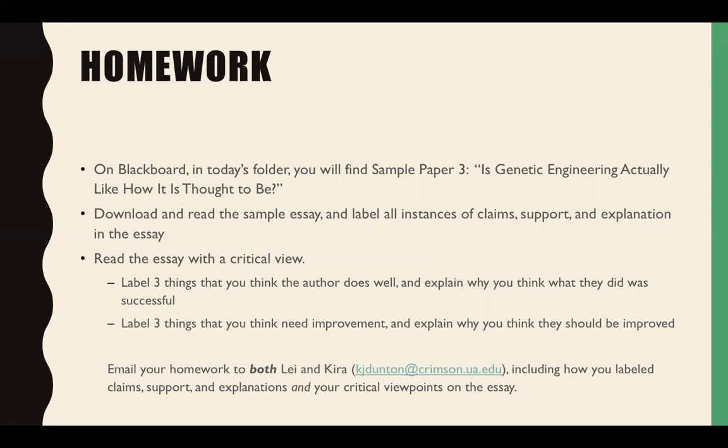We would like you to email your homework to both Leigh and myself. My email is provided here on the slide, including how you labeled your claims, support, and explanations, and your critical viewpoints on the essay. Like always, Leigh and I are here if you have any questions. You can reach out to us by email.